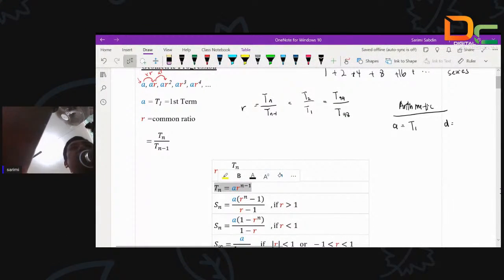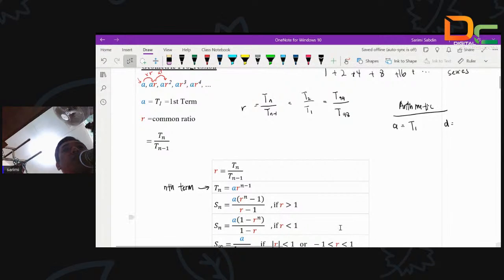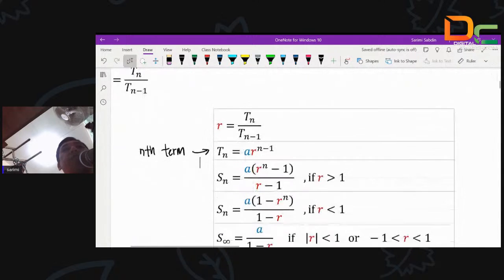Alright, and the second formula is the nth term. Basically in questions, they always write it like this, the nth term. Sebutan ke n. So for the nth term, the formula is A times R to the power of n minus 1. I think during the exam, the formula is given, so you don't have to remember or memorize this formula.